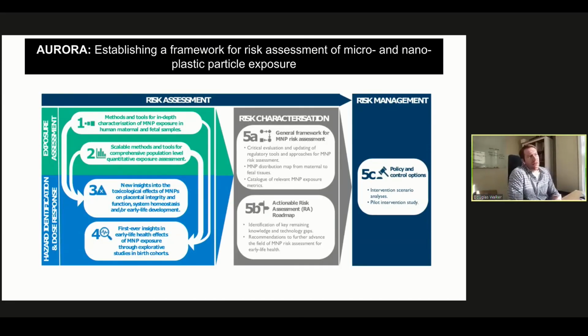And our hope is that we'll essentially develop a framework for risk assessment of microplastics. We're performing exposure assessment to see levels and distribution of these particles. We're performing toxicological studies for hazard identification, and then we're incorporating this within a general risk characterization framework to hopefully provide recommendations for minimizing and understanding microplastic exposures.